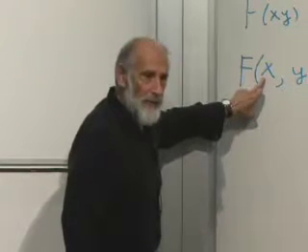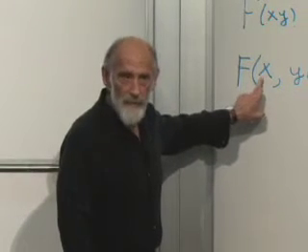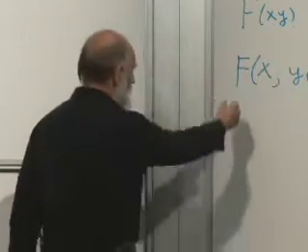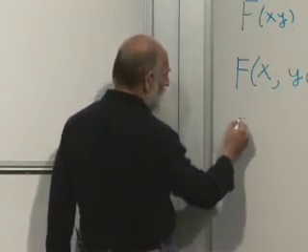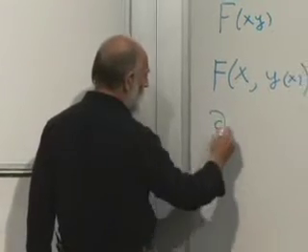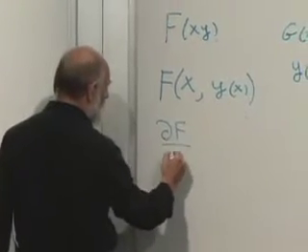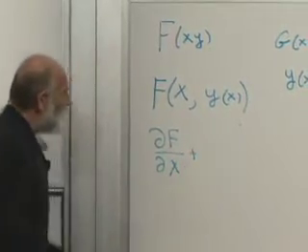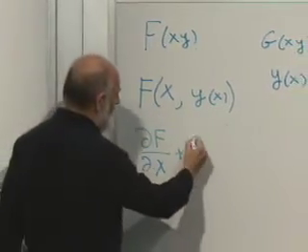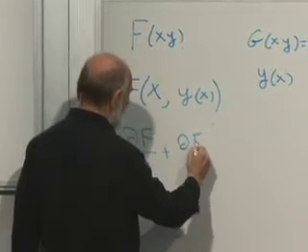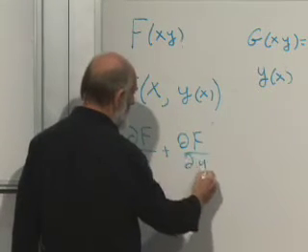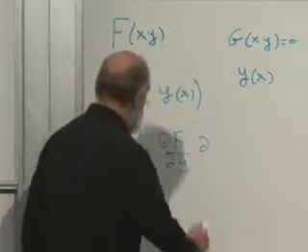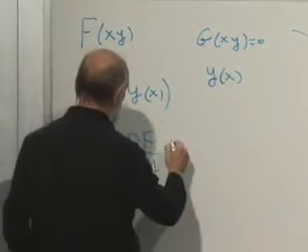Differentiate this with respect to x and set the result equal to 0. That will find us the minimum of x subject to the constraint. So let's do that. We have to differentiate the x dependence, that's df by dx. But then we have to add to that the derivative of f with respect to y times dy by dx. This is an ordinary derivative, dy by dx.